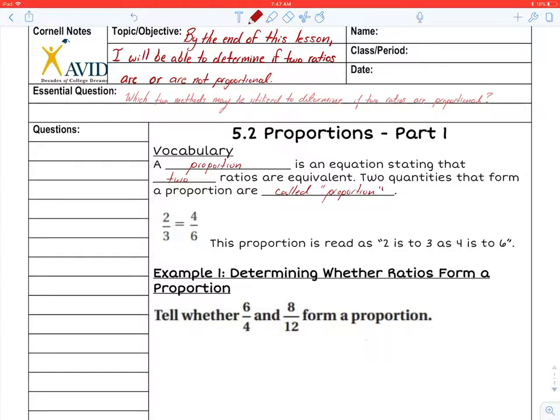So in this example, 2:3 is as 4:6, or 2/3 is equal to 4/6. That 4/6 can simplify down, if we divide both sides of the fraction by 2, to 2/3. And 2/3 is equal to 2/3, so even though the ratios are written differently, they still hold the same value. They still have the same simplest form, and therefore are proportional. They are two ratios that are equivalent.